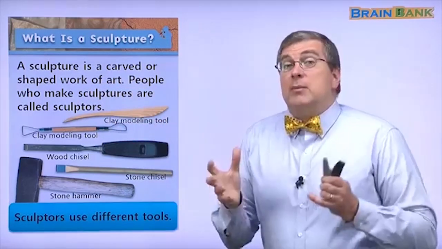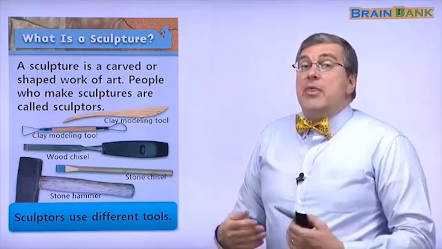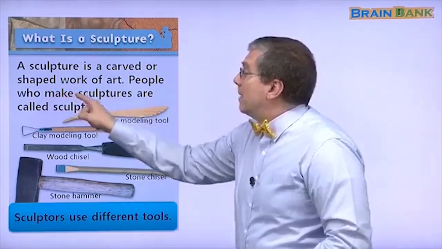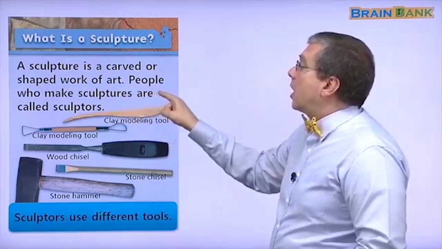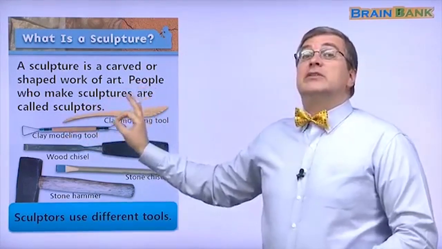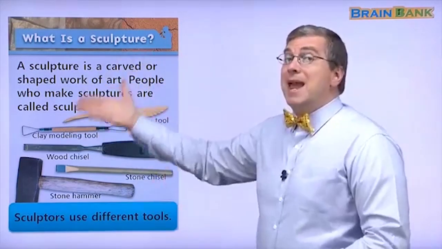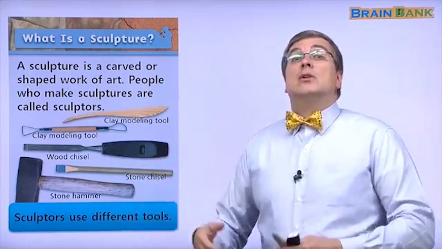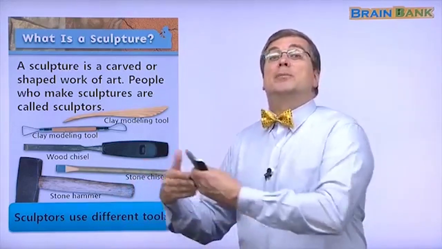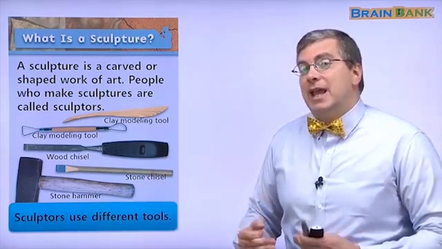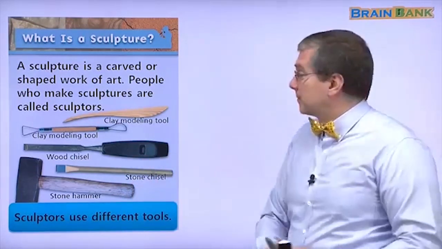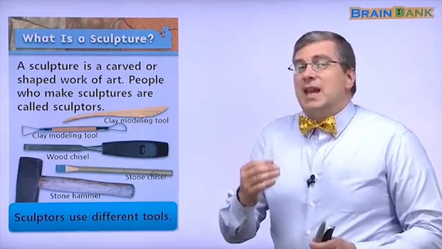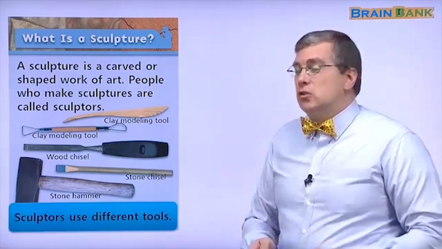It's art. The mother and her baby, that is art. People who make sculptures are called sculptors. The man in the picture before this one is a sculptor. He makes a sculpture. Did he use his hands? No. We said he was using a tool.